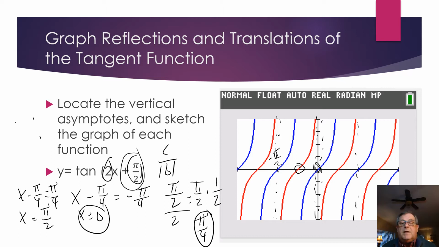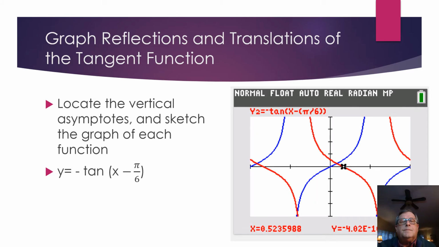So the 2x affected our period, changed it from pi to pi over 2. And in this example, the plus pi over 2 gave us a phase shift to the left of pi over 4. It moved my asymptotes from negative pi over 2 to 0, and I got another one from 0 out to pi over 2. Now let's look at one more example before we head off, and I think we're going to look at cotangents here in a minute.